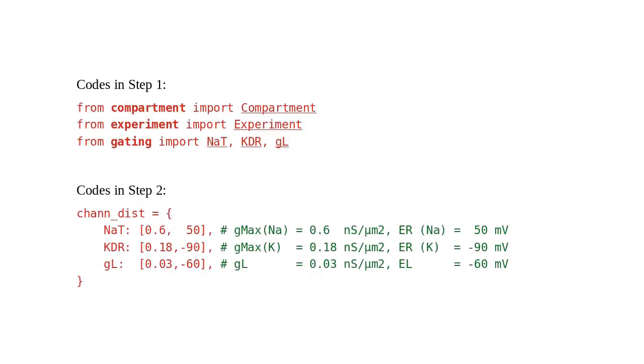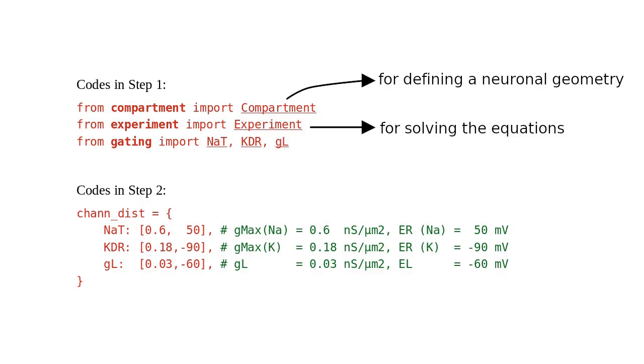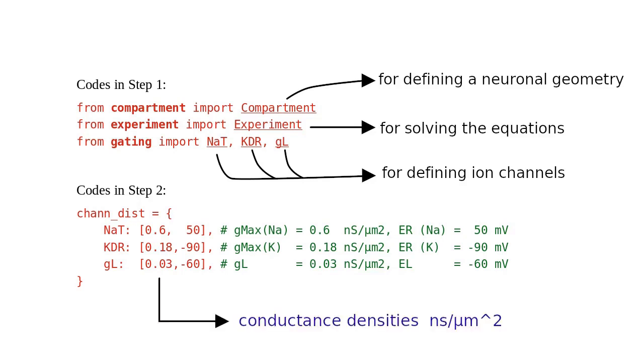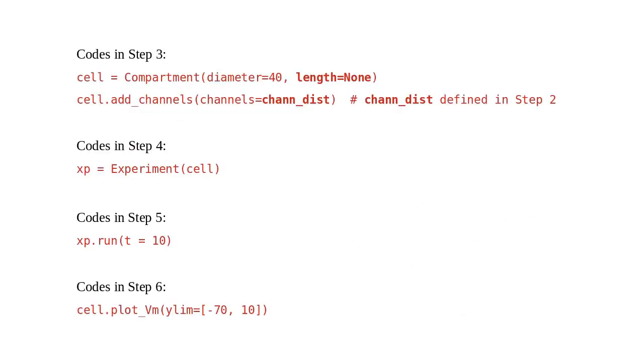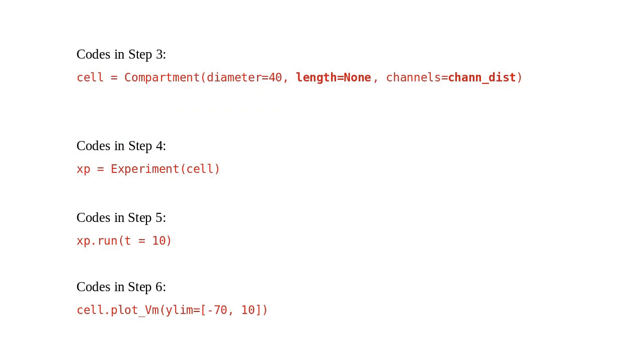The first step is to load what we need into the memory. The compartment for defining the neuronal geometry. The experiment for solving the equations. And predefined sodium, potassium, and chloride channel classes. We define a dictionary describing the conductance densities and reversal potentials. Actually, the dictionary can be written in one line. In step 3, we use 2 statements to define a cell. But they combine into an equivalent form. Step 4 defines an experiment on the cell we just defined. In step 5, we run the experiment, and finally, in step 6, we plot the membrane potential.